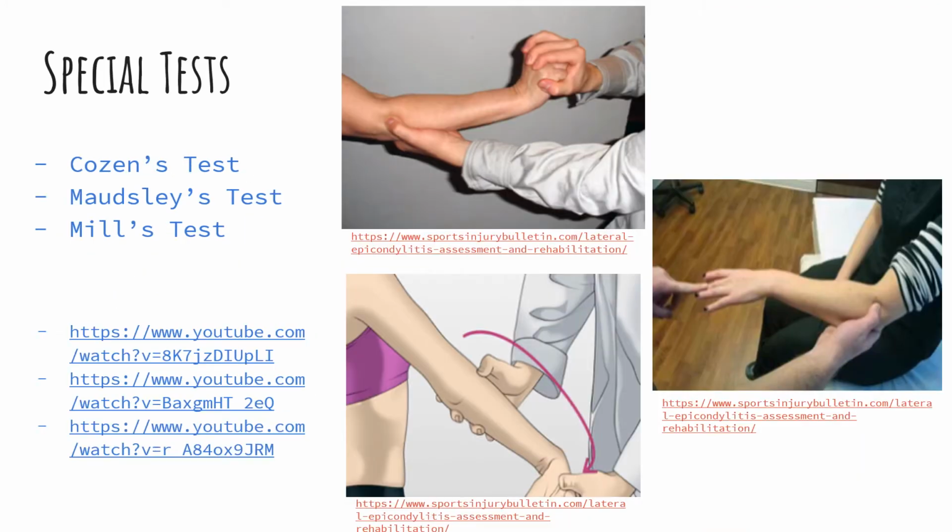The special tests used to find tennis elbow include the Cozen's test, the Maudsley's test, and the Mills test. The first picture shows the Cozen's, the second shows the Maudsley's test, and the last shows the Mills.